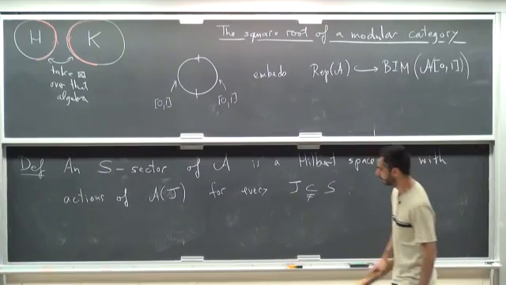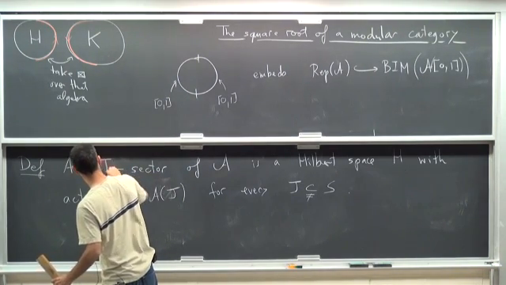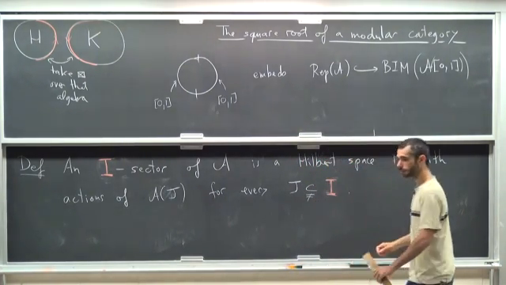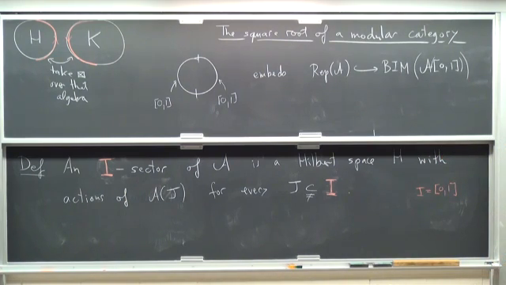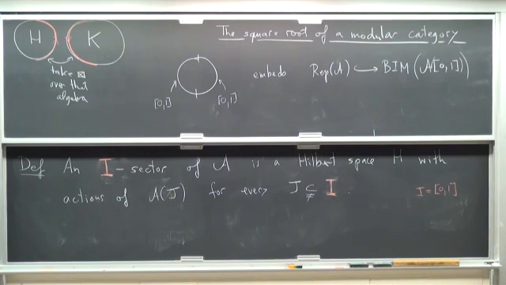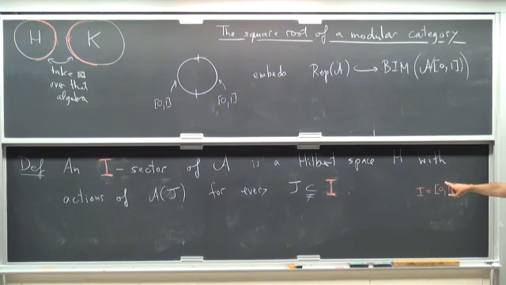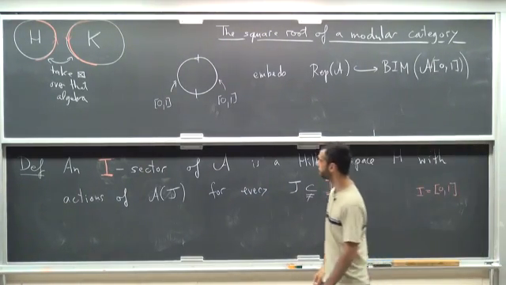So now let's do this. I is now an interval. Let's take it to be the standard interval for definiteness. So an I sector is a Hilbert space equipped with actions of, well, for any subinterval of 0, 1, but not the whole thing, I have an action. For the whole thing, I do not require to have an action. There's a similar monoidal structure on the category of I sectors. So here's how it works.